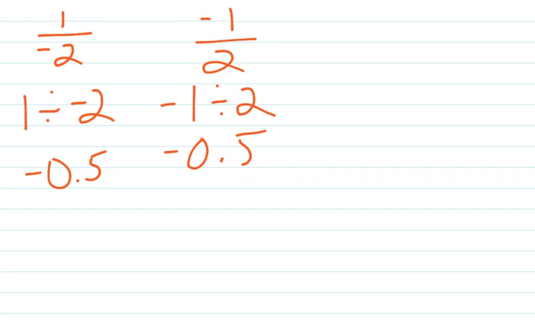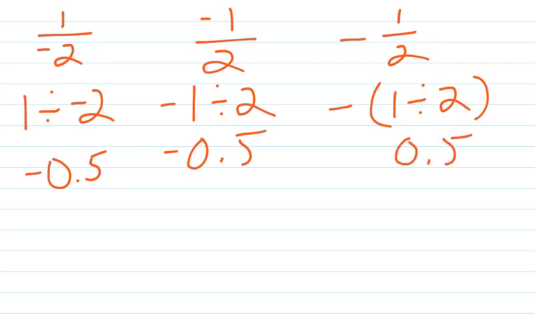Now, the other place you can see the negative is out in front of the fraction, and that's actually the same thing. That's like doing negative 1 divided by 2, where you've got the fraction bar acting like a grouping symbol. 1 divided by 2 is 0.5. And then the negative would come down. So you can actually see the negative in one of 3 places: in the denominator, the numerator, or in front of the fraction, and they are all the same. So where you put the negative is really up to your preference.